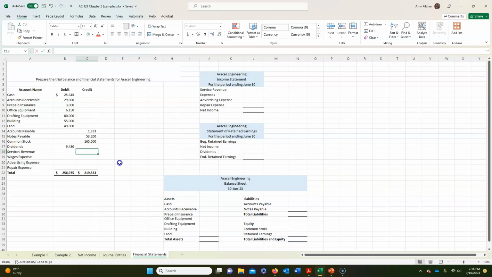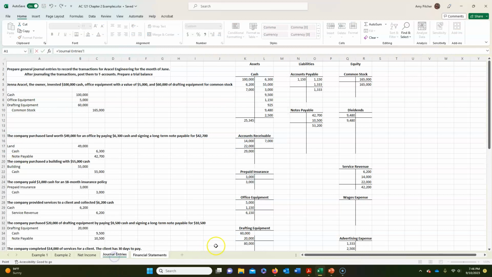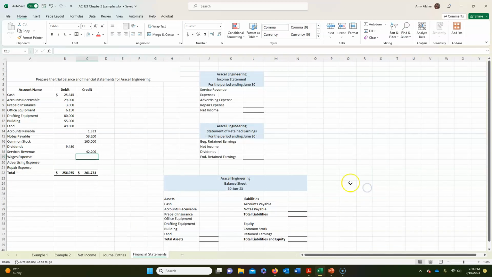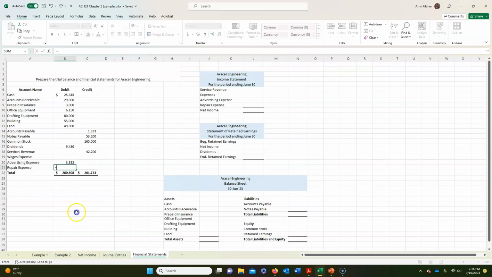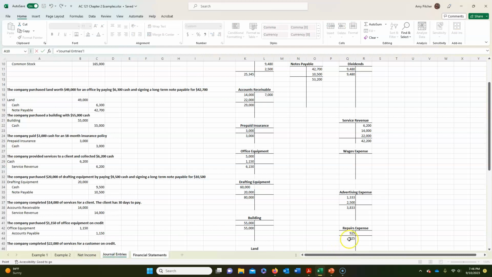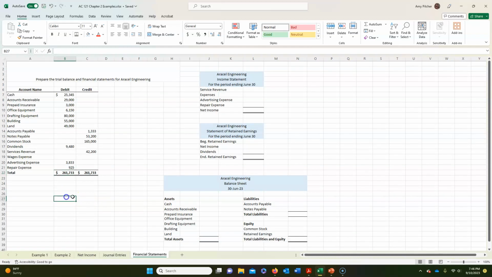Service revenue has a credit balance. We did not have any wages expense, and advertising expense and repairs expense both have a debit balance. Okay? If your trial balance is prepared correctly, these two numbers will be exactly the same. So our numbers are exactly the same. We're all good.